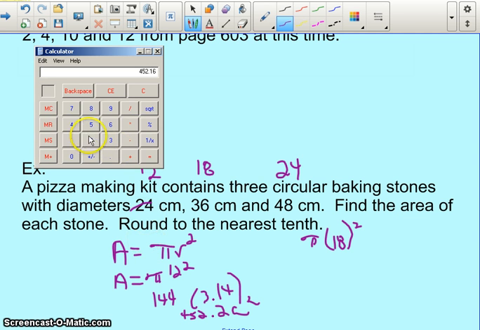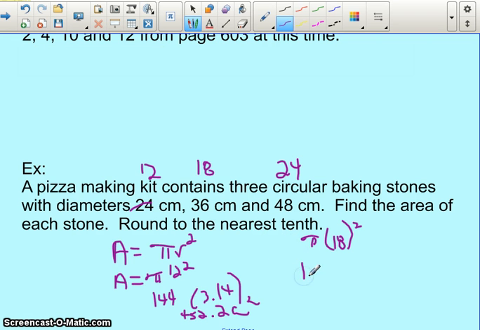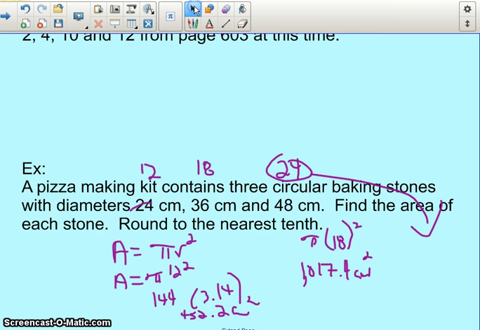Alright, so the next one we would have pi times 18 squared. So I'm going to take 18 and square it real quick. Then multiply it times 3.14. And it looks like the area of the second stone is 1017.4 centimeters squared. And we'd have the 24 left to plug in. I'm sure you can do it on your own. Be a good thing to put in your notes. Give you a few more notes if you wanted.